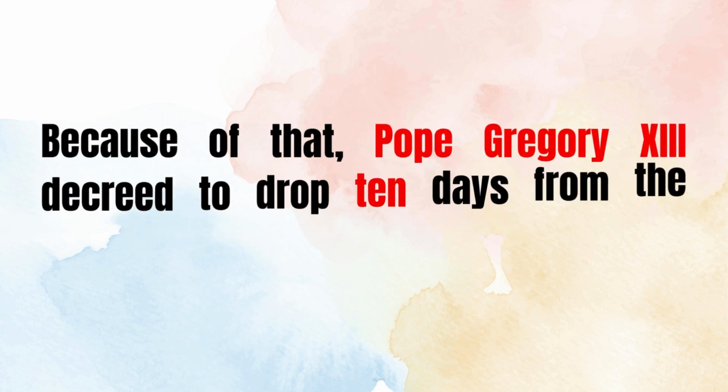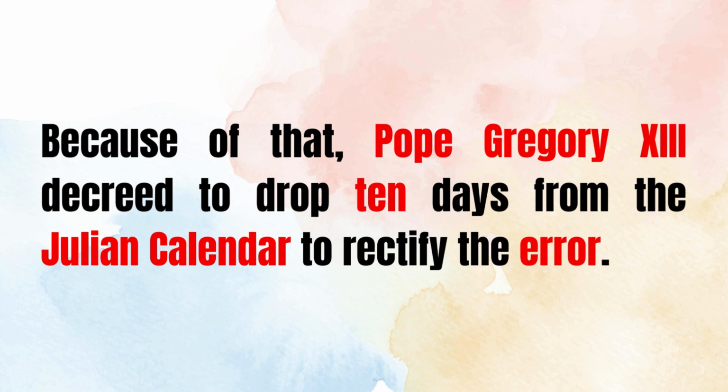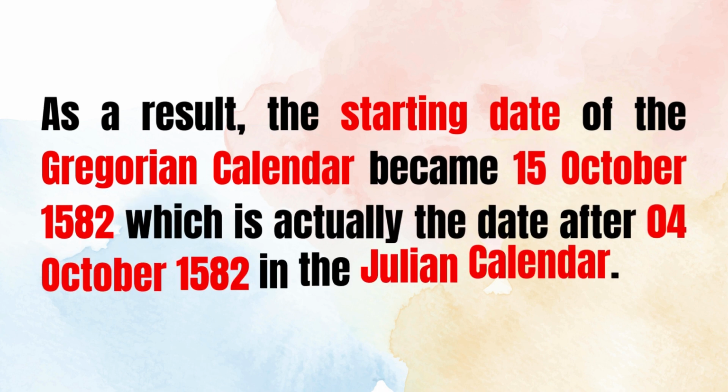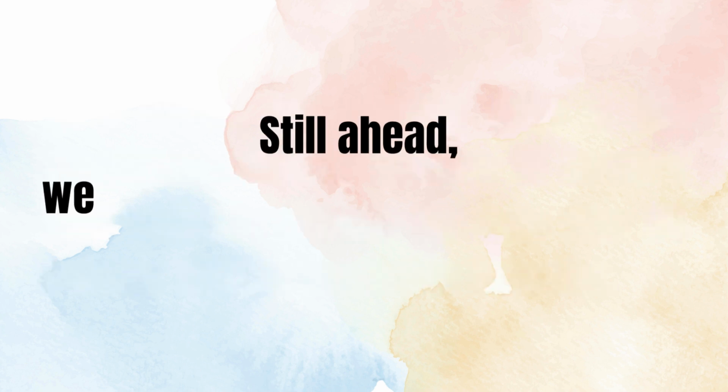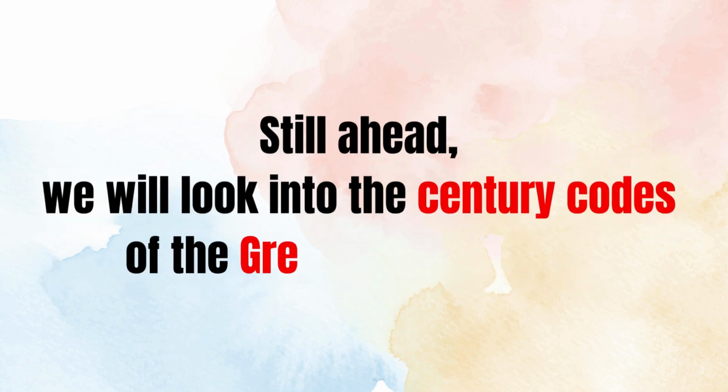Because of that, Pope Gregory XIII decreed to drop 10 days from the Julian calendar to rectify the error. As a result, the starting date of the Gregorian calendar became October 15, 1582, which is actually the date after October 4, 1582 in the Julian calendar. Still ahead, we will look into the century codes of the Gregorian calendar.